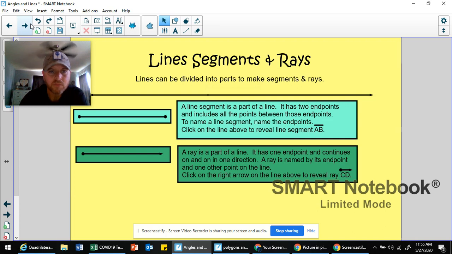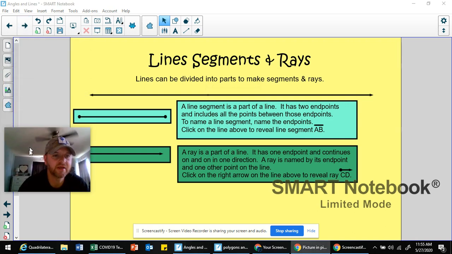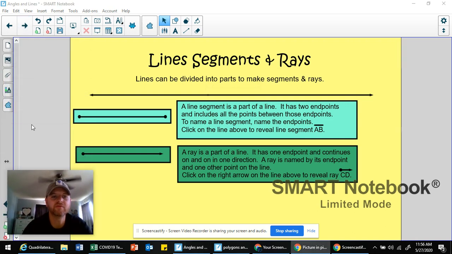Moving on. Now, line segments and rays. So lines can be divided into parts to make segments and rays. So this is an example of a line segment, and it says a line segment is a part of a line. It has two endpoints and includes all the points between those endpoints. To name a line segment, name the endpoints.